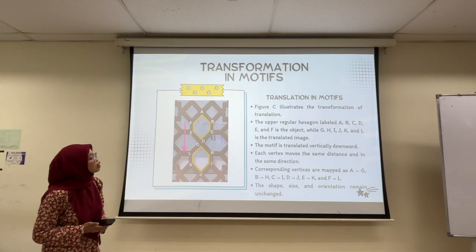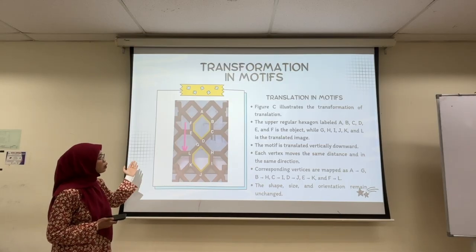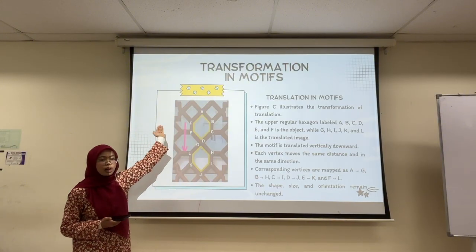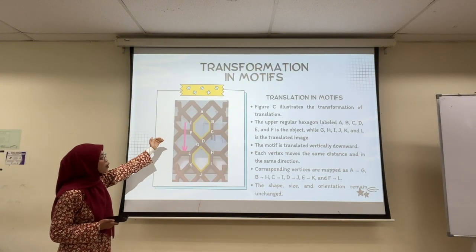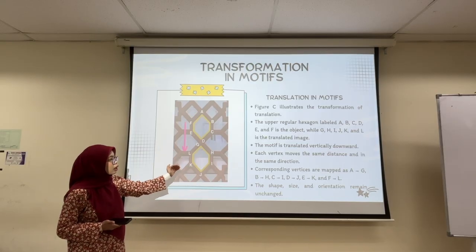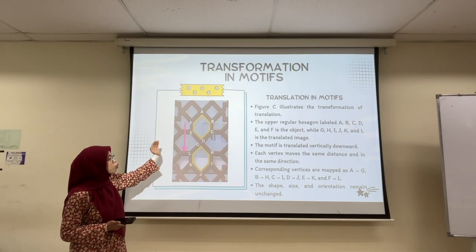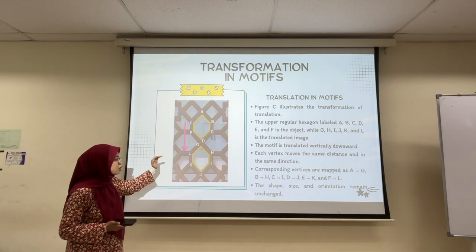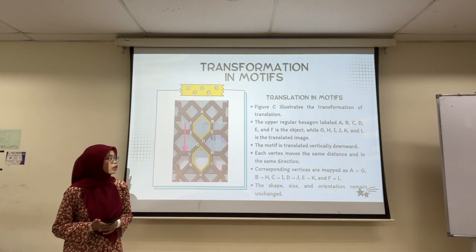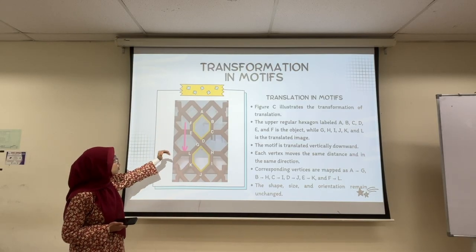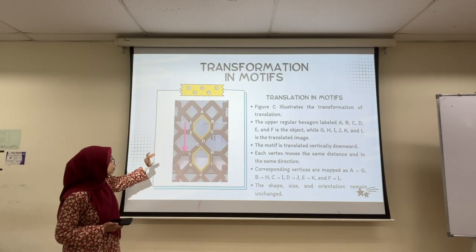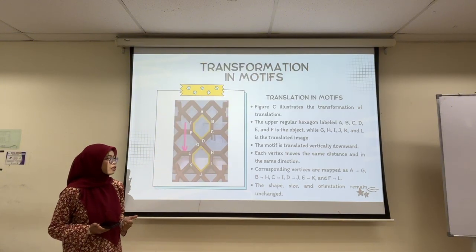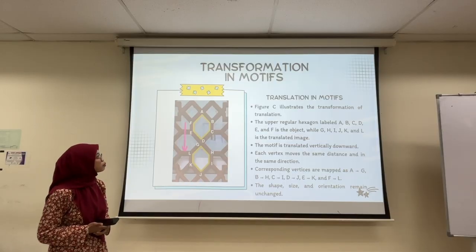The third one is translation in motif, where figure C illustrates the transformation of translation. The upper regular hexagon labeled A, B, C, D, E, and F is the object, while G, H, I, J, K, L is the translated image. The motif is translated vertically downwards, so each vertex moves the same distance in the same direction. The corresponding vertices are mapped A to G, B to H, C to I, D to J, E to K, and F to L, where the shape, size, and orientation remain unchanged.